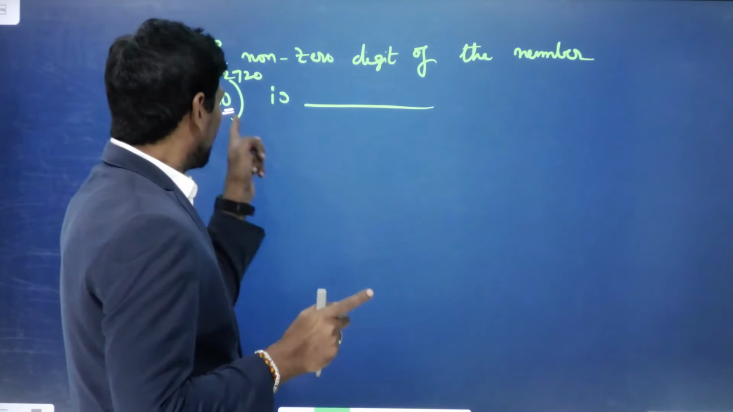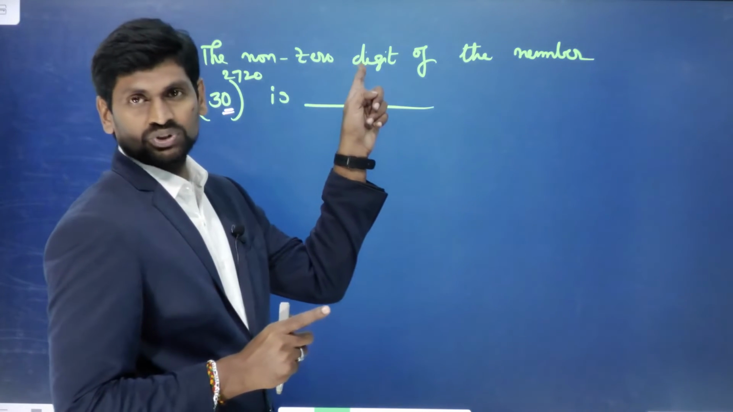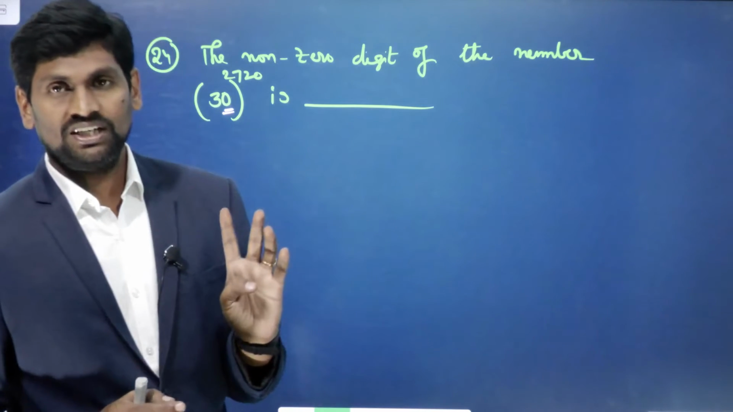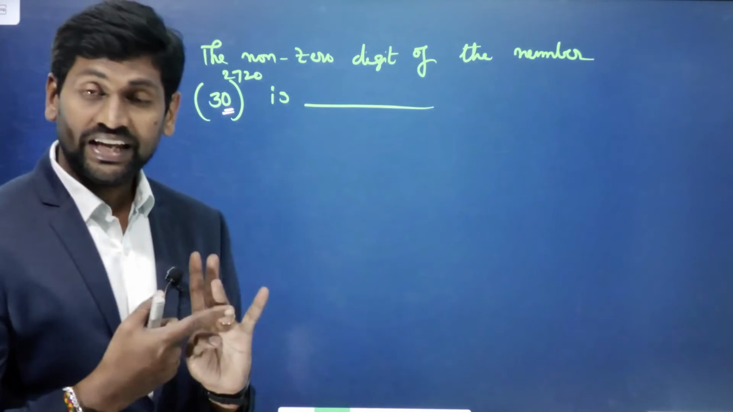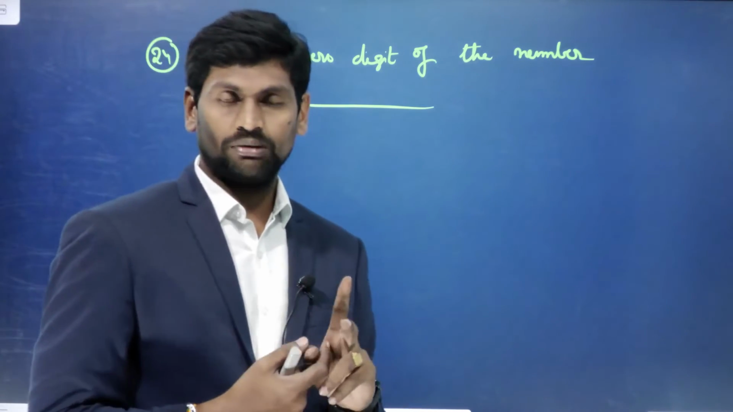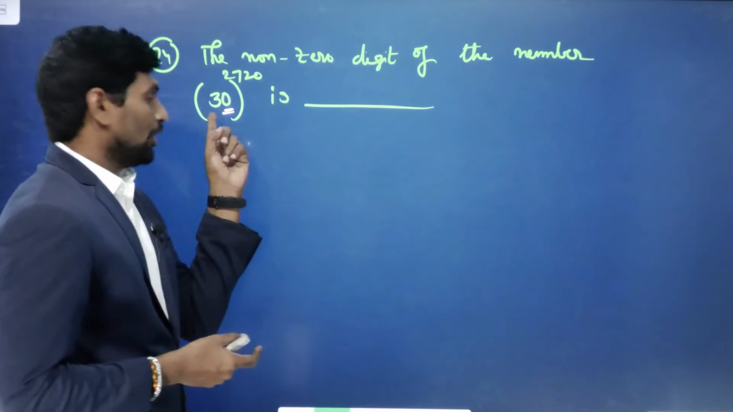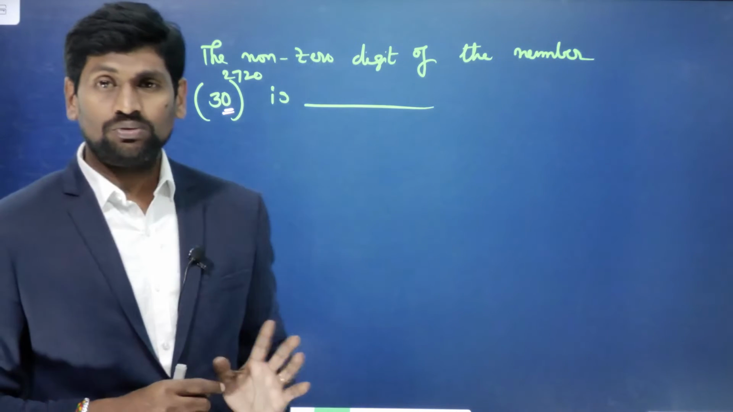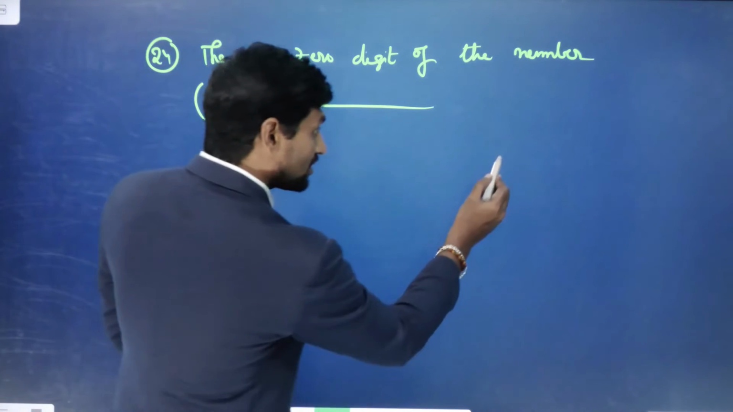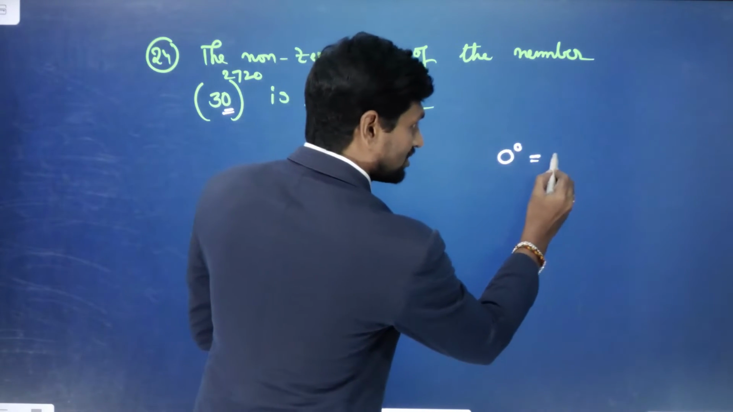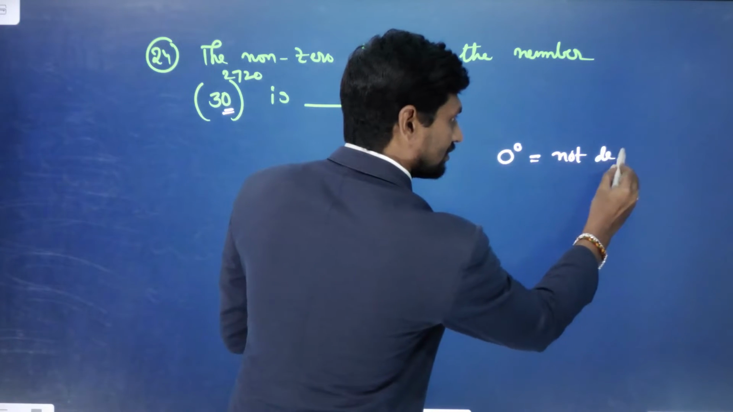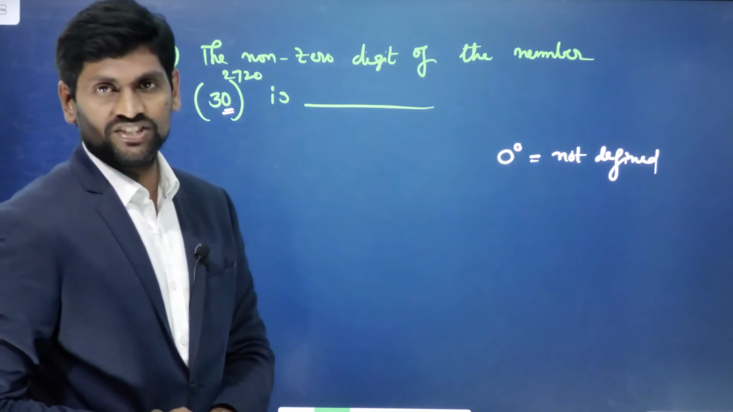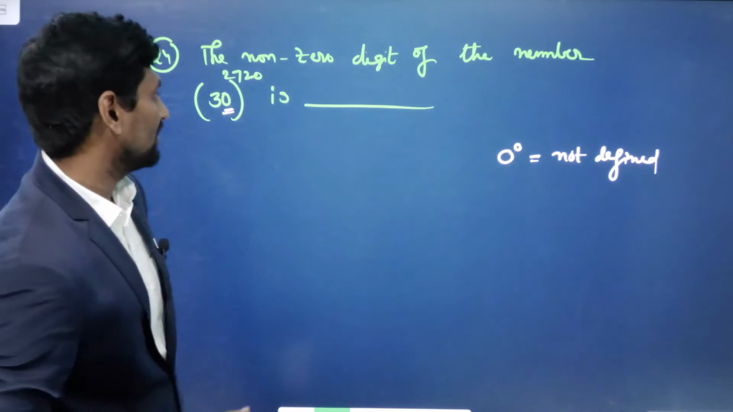Because if it is 2 power 2720, like 4, any 4 of the digits will be there, like 2, 4, next 8 or 16, 6, any one of them. Am I right? But here unit place digit is 0, 0 power something, 0 power anything is 0, except 0 power 0, okay? 0 power 0 is not defined. 0 power anything is 0 only.